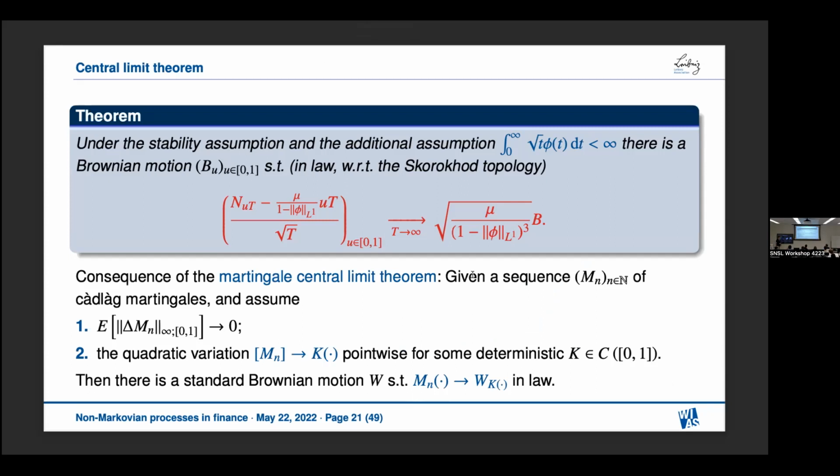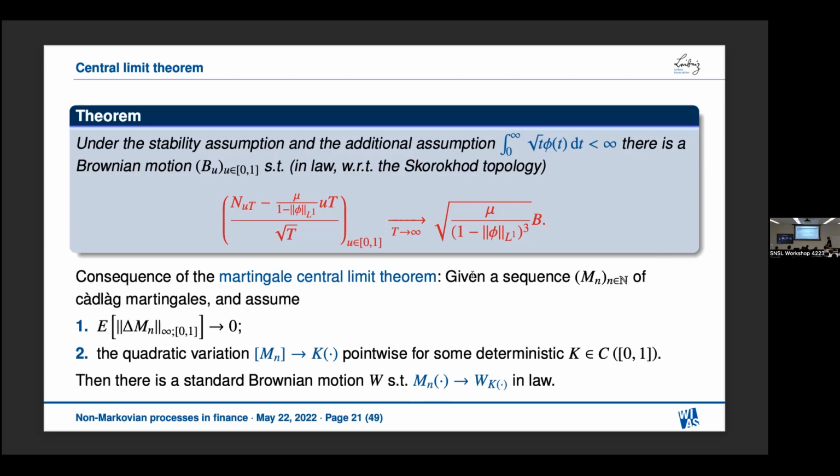Okay, central limit theorem as requested. I take your suggestions very seriously. Now we have this difference that we've seen before, and we scale it by multiplying with the square root of capital T. In other words, instead of dividing by capital T, we only divide by the square root of capital T. And now this converges to a Brownian motion. So in fact, I even give you a functional central limit theorem with some volatility in front, which is again given in terms of mu and the L1 norm of phi.